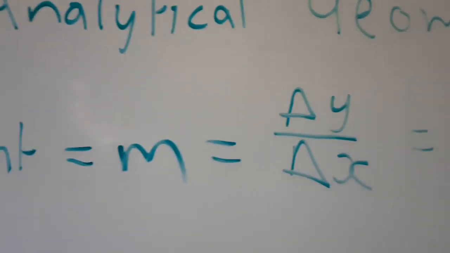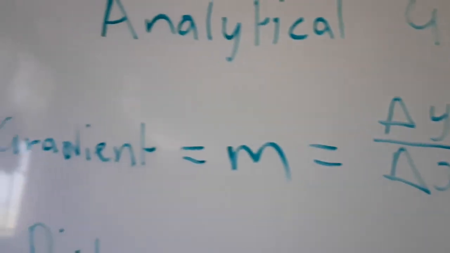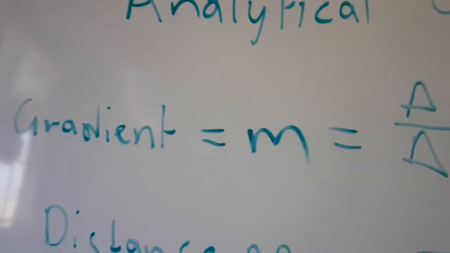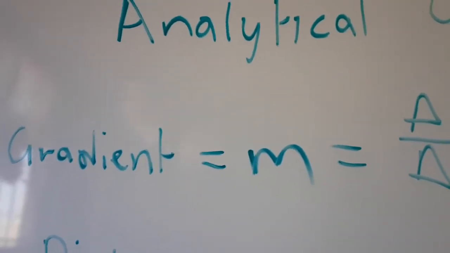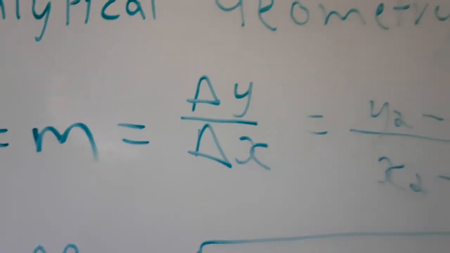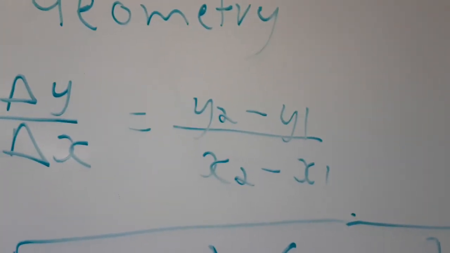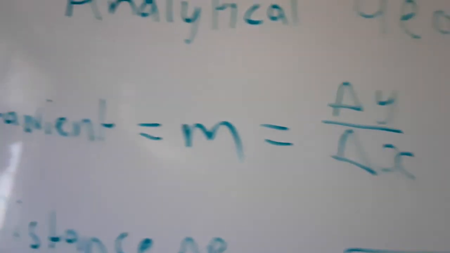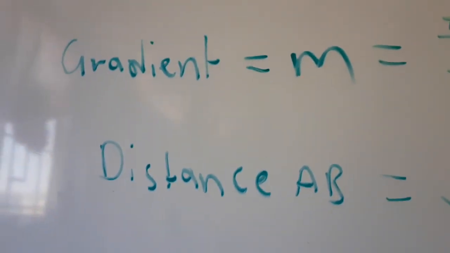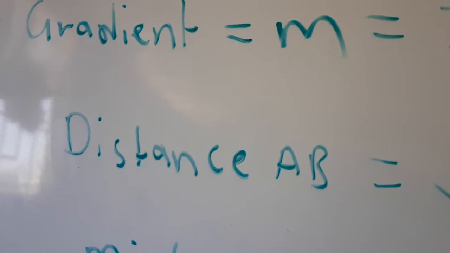You must know how to calculate your gradient in analytical geometry. Gradient is very, very important. You also did calculations of the gradient in grade 9. So gradient, or m, is equal to the change in y over the change in x, y2 minus y1 over x2 minus x1.